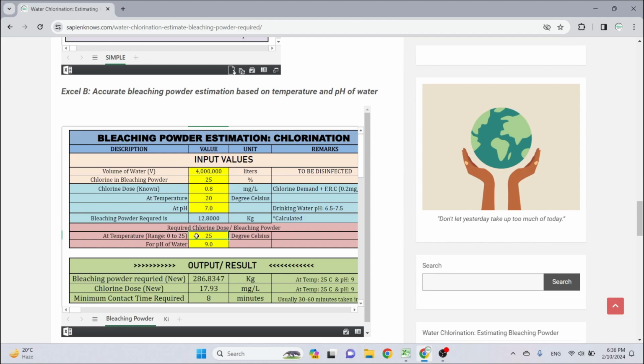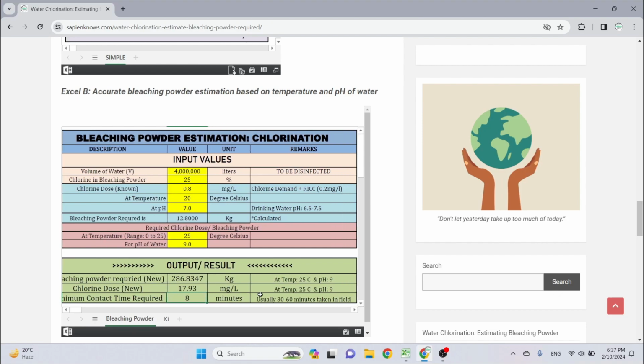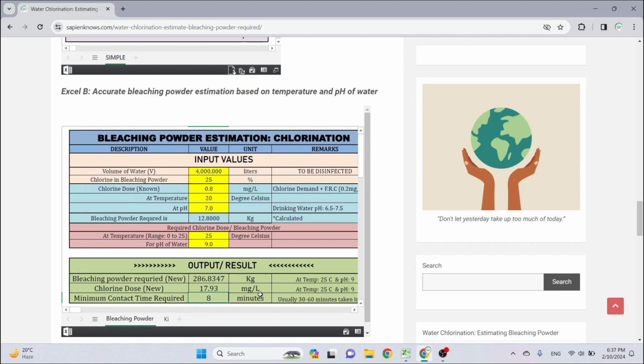and we need the chlorine dose at, for example, a temperature of 25 degrees centigrade and a very high pH of 9. We need bleaching powder of 286 kilograms and a minimum contact time calculated as 8 minutes, but usually it needs to be taken in the higher range of 30 to 60 minutes in practical application in the field. So the pH has a high effect on the required bleaching powder dose.